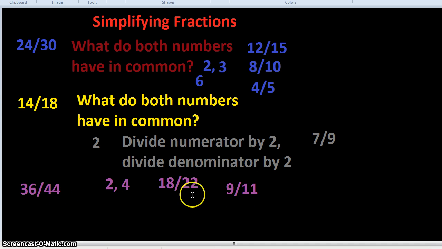And you can tell it's the simplest fraction because both numbers are very small and odd, and there's no other number you could divide them both by to get an even simpler number. 11 is a prime number, so we know that it can't get any simpler. And that is how you simplify fractions.